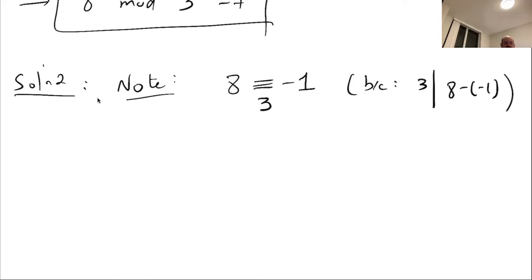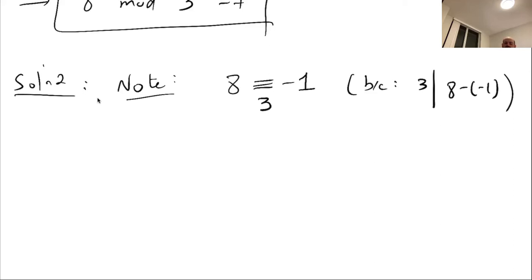Well, you could tell me that -1 is not considered a remainder, because the remainder has to be always non-negative. Remember, we said r is bigger than or equal to 0, and less than m. Well, that's true, but I did not say that -1 is the remainder. I'm just saying that 8 is congruent to -1. The remainder of 8 divided by 3, of course, is 2, not -1. So instead of 2, I use -1.